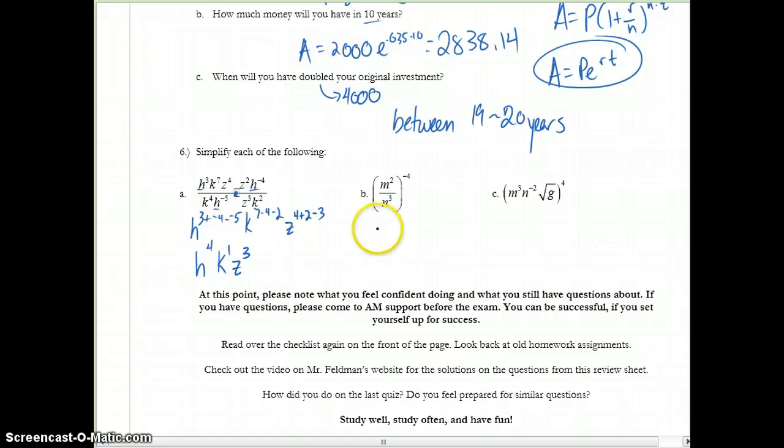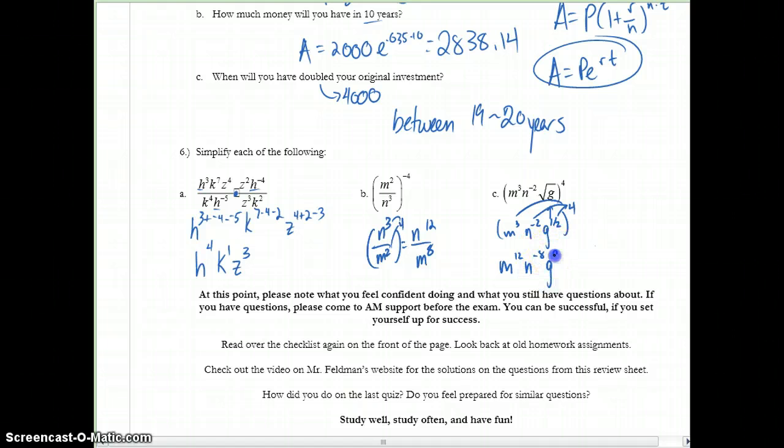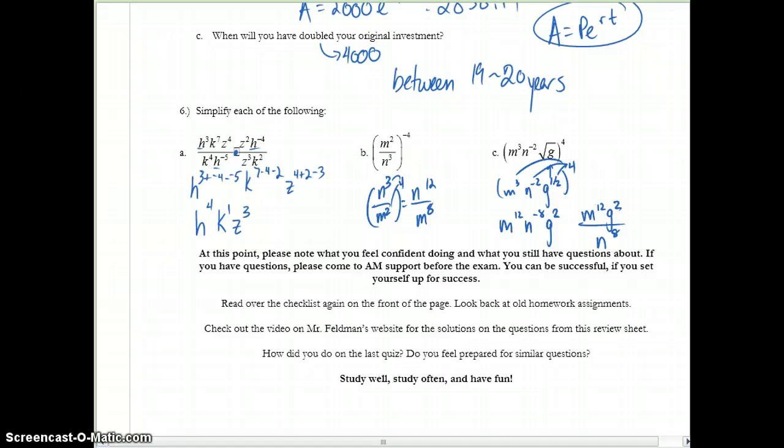Here, a negative exponent means let's flip that fraction that is the base upside down. So n cubed over m squared, and change the exponent to be positive. And then distribute the 4, so you get n to the 12th over m to the 8th. And finally here, we're going to distribute the 4. Before we distribute the 4, though, I want to recognize that this is g to the 1/2. To the 4th, distribute the 4, you get m to the 12th, n to the negative 8, g squared, which if you'd like to, that negative exponent means that it could go, flip it over into the denominator. And that is our test.